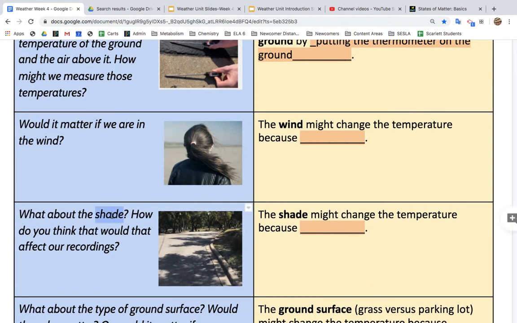Next, what about the shade? Remember, shade is like under a tree, the shadows. How do you think that would affect our recordings or our temperature? Well, I think that the shade might change the temperature because, do you think it would be hotter or colder on the ground under the shade?